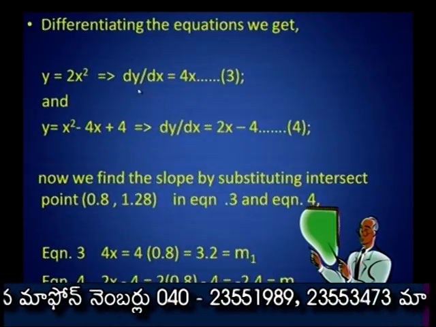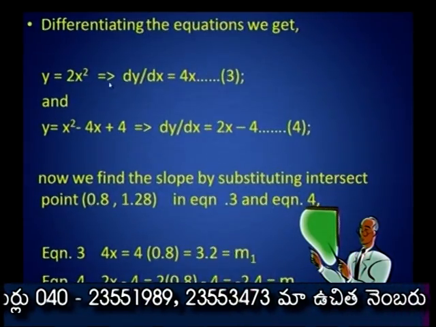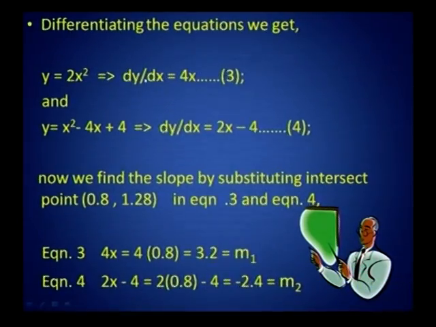So by that we got y is equal to 2x square, then dy by dx is equal to 4x, and dy by dx is equal to 2x minus 4. So we get the slope at the point 0.8 comma 1.28. So m1 is equal to 3.2, m2 is equal to minus 2.4.